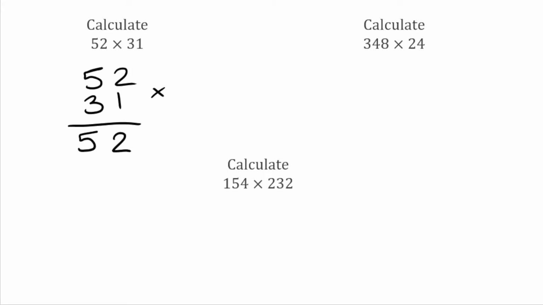We're then moving along to the 3. So I need a placeholder. So I'm going to put a 0 in this column. I then do 3 multiplied by 2, which is 6. We then do 3 multiplied by 5, which is 15. So we have the 5 here and then the 1 in front.